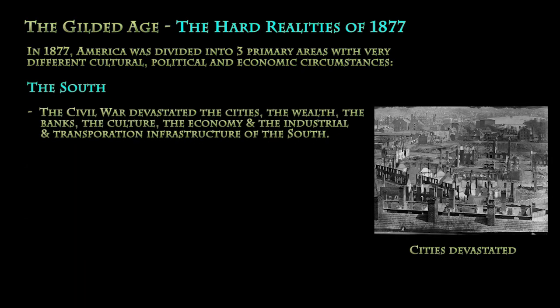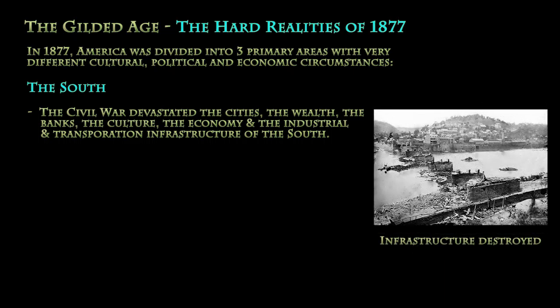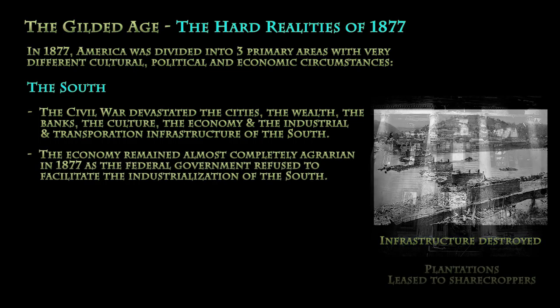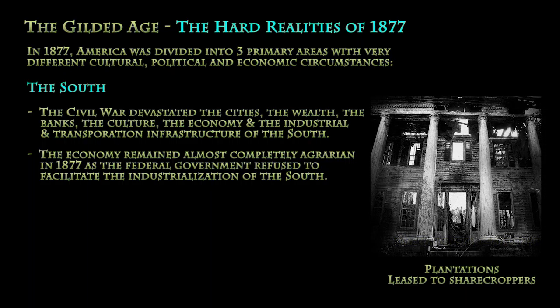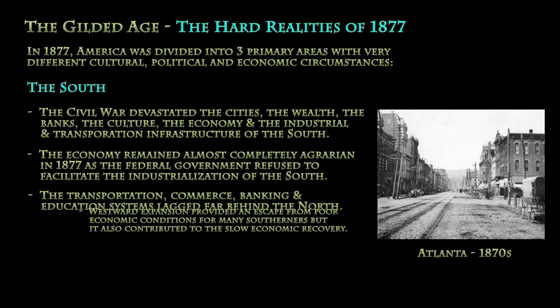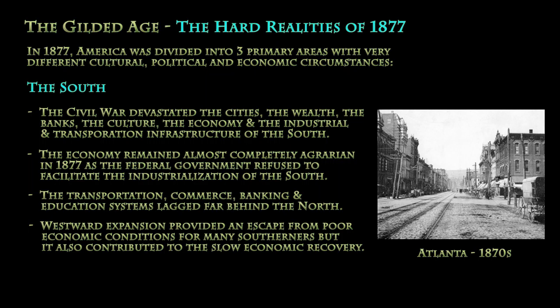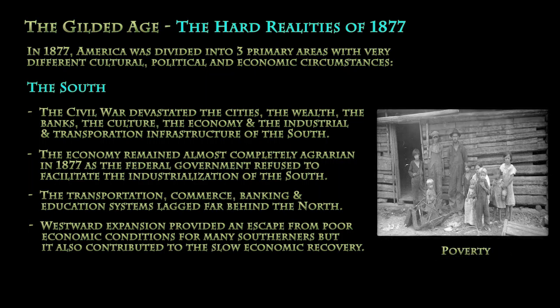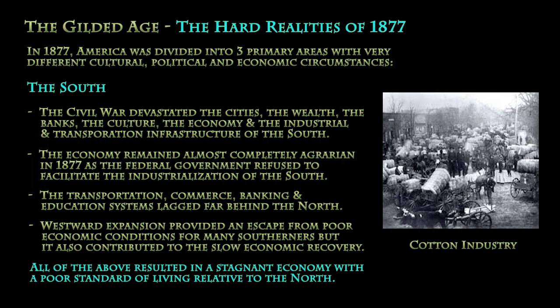The South. The Civil War devastated the cities, the wealth, the banks, the culture, the economy, and the industrial and transportation infrastructure of the South. The economy remained almost completely agrarian in 1877 as the federal government refused to facilitate the industrialization of the South. The transportation, commerce, banking, and education systems lagged far behind the North. Westward expansion provided an escape from poor economic conditions for many Southerners, but it also contributed to the slow economic recovery. All of the above resulted in a stagnant economy with a poor standard of living relative to the North.